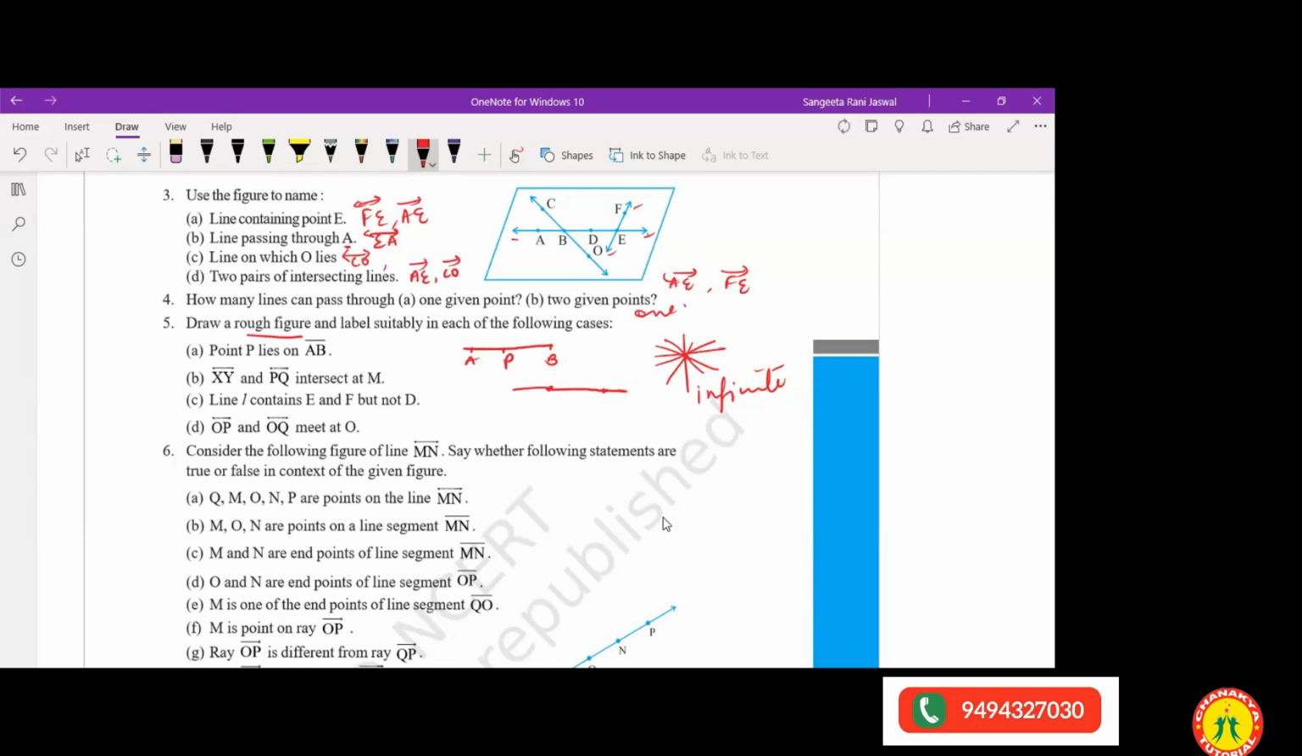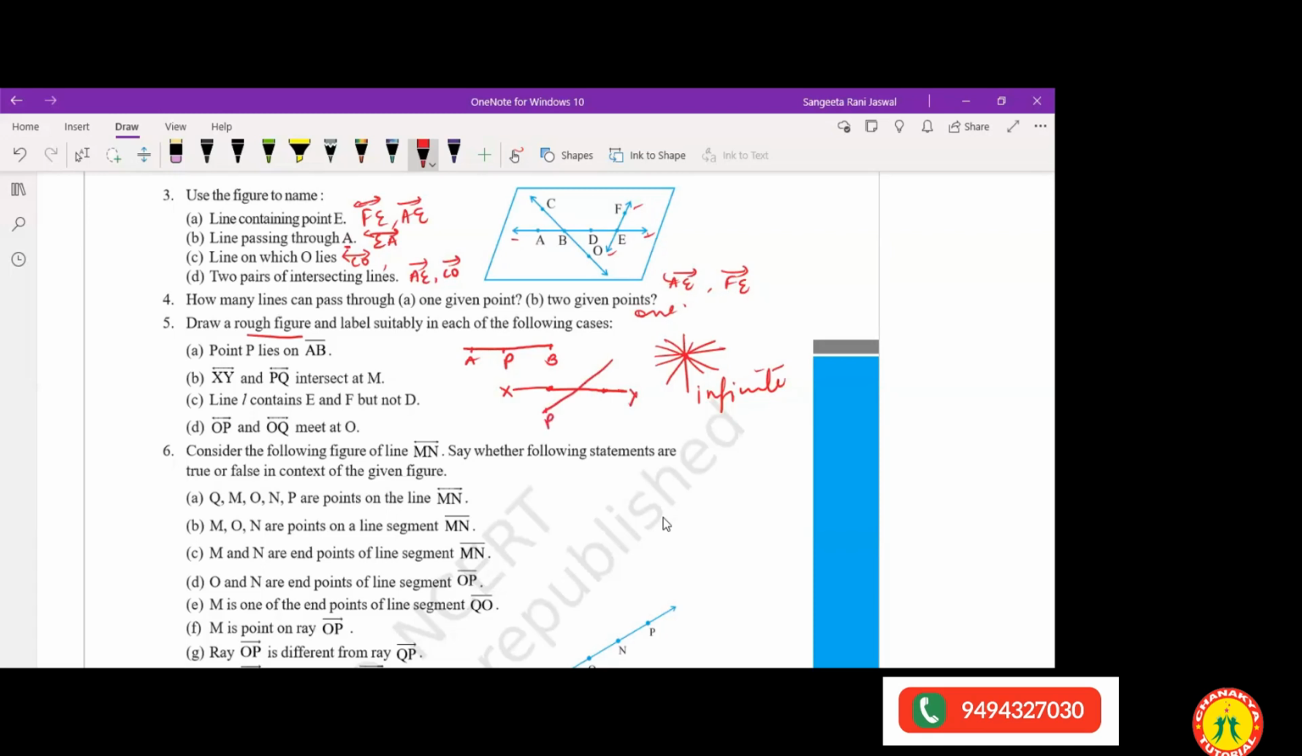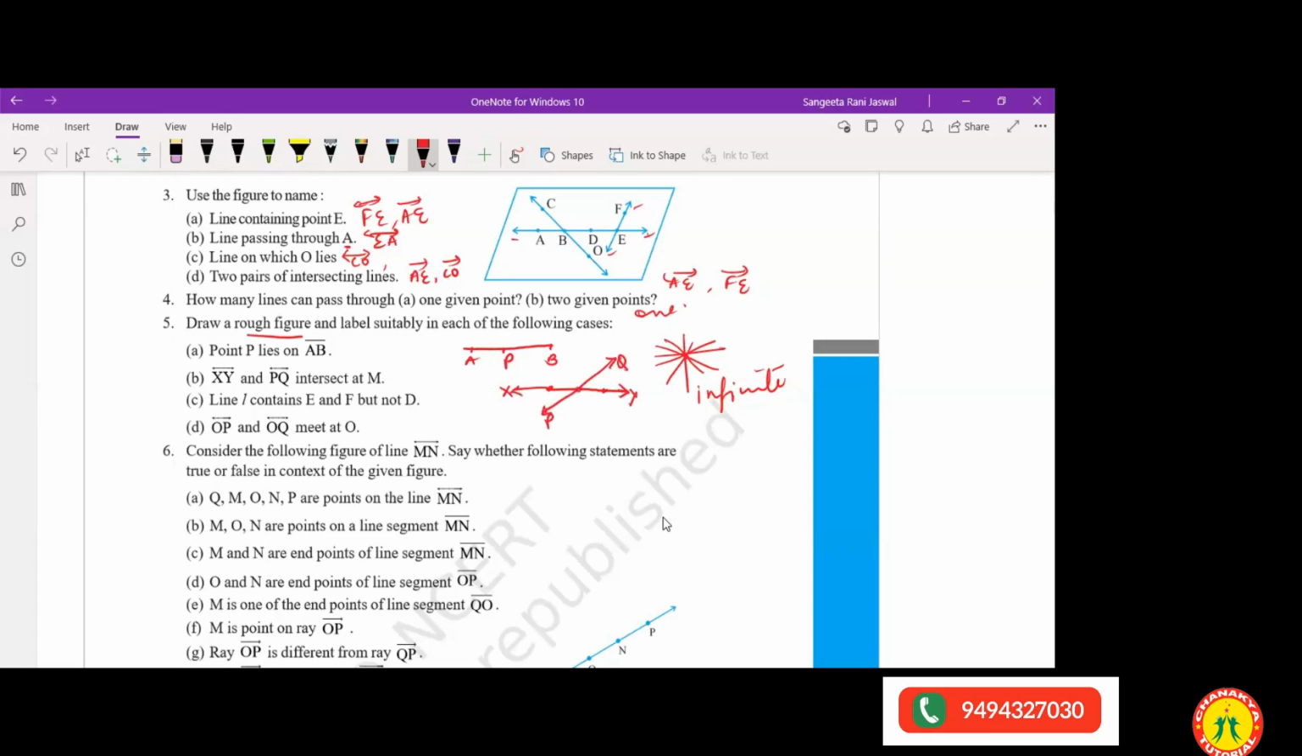Line XY and PQ intersect at M. Now there is one line. You can see this line symbol. Line XY and line PQ intersect at M. How will you do this? Suppose this is line XY. Ma'am, we should draw two lines and we need to intersect them. Yes, and this is line PQ. Okay. And the point where they are intersecting, mark as M. So this is a rough figure.